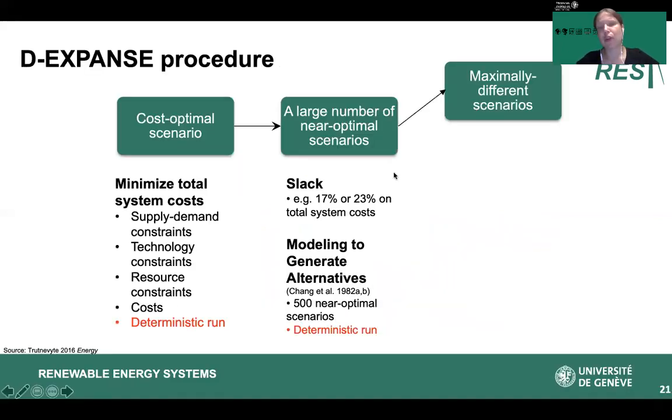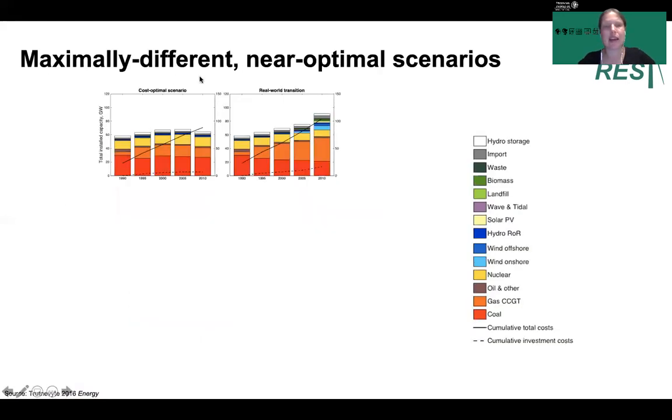And then, because there are many scenarios, here you can see we choose 500. One of the ways would be to select a number of maximally different scenarios, so a small set of maximally different scenarios. I will not go here into methodological details, but the methods are described in the paper itself. But the result would be something like that.